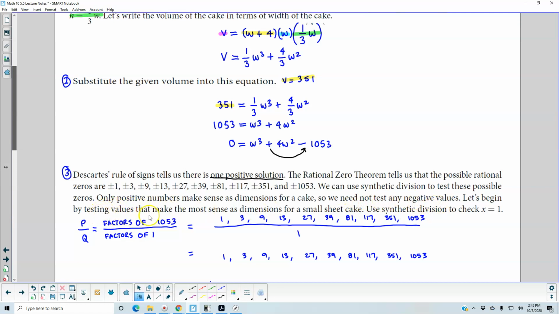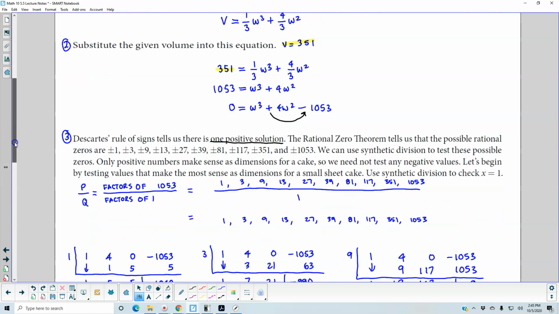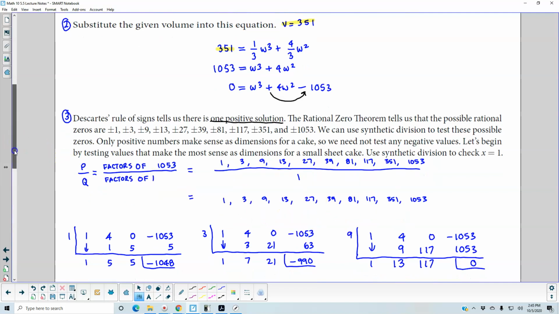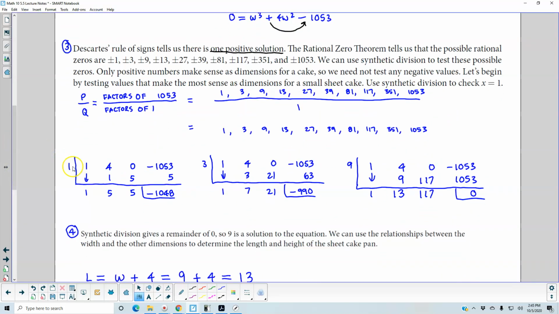So let's begin by testing values that make the most sense as dimensions for a small sheet cake, and use synthetic division to check x equals 1. The factors of 1053, divided by 1 because we're only dealing with positive values, are 1, 3, 9, 13, and so on. So the first thing we're going to check is 1. We use synthetic division with 1, 4, the missing term of 0, and negative 1053.